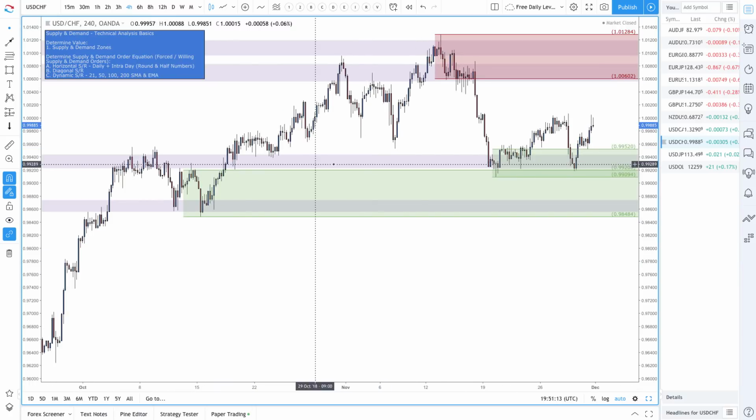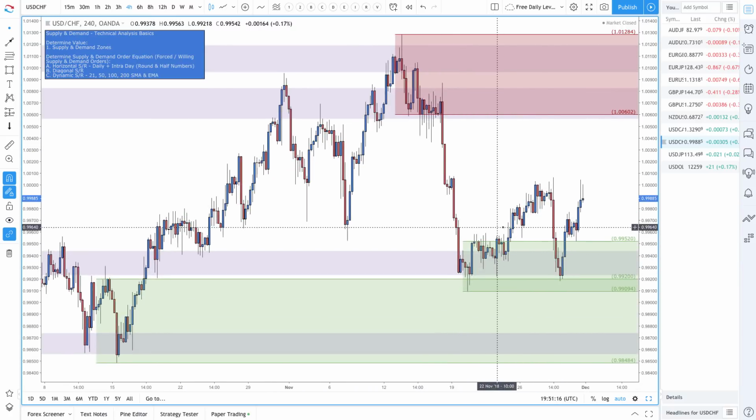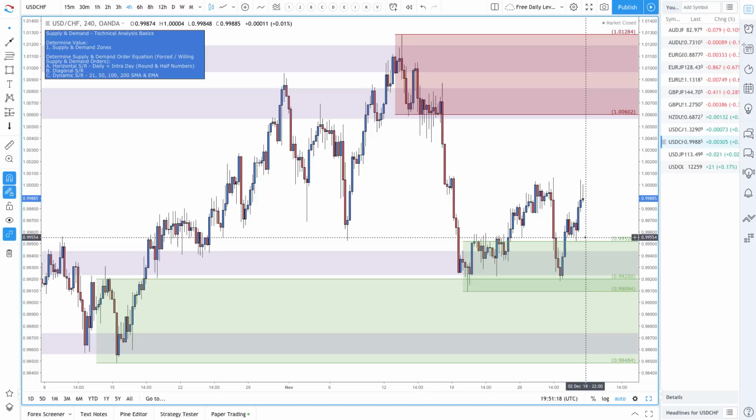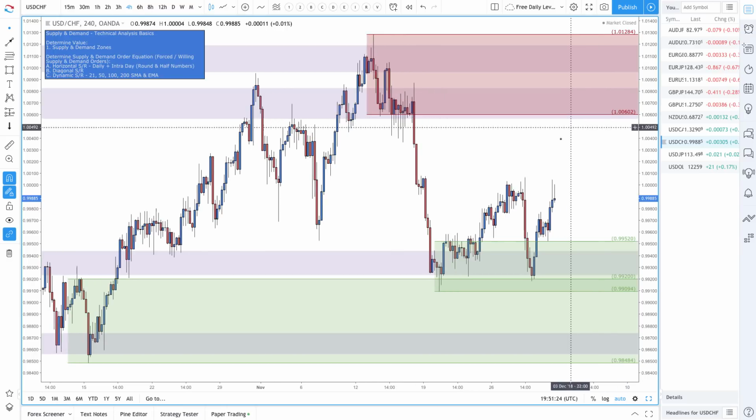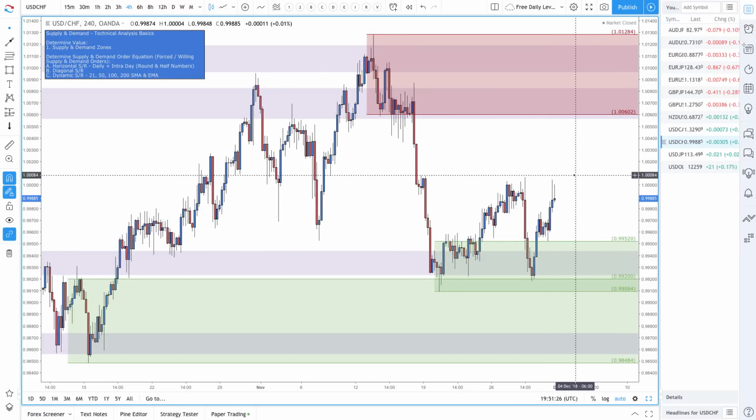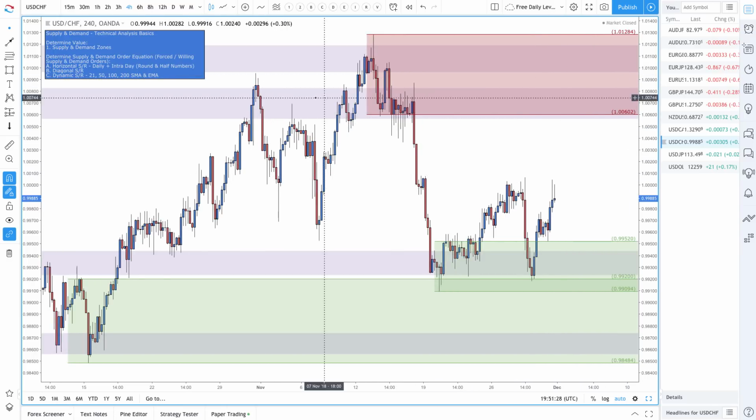This is what it looked like in the lower time frame. You can see this entry here, nice engulfing candle. Anyone who's in that trade, great setup. Probably trade it if you can to the top of the range. At the moment, prices are just below fair value.